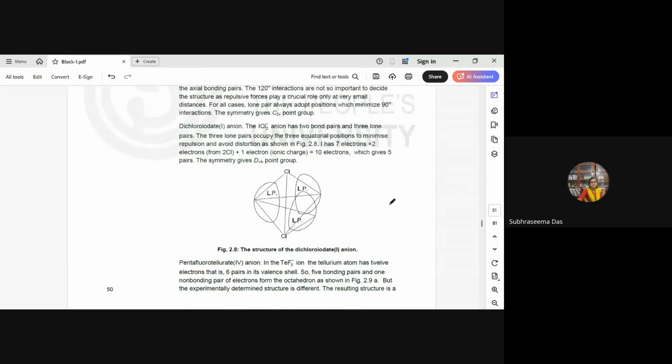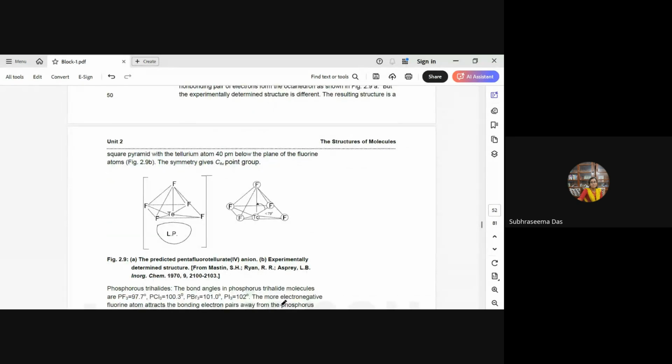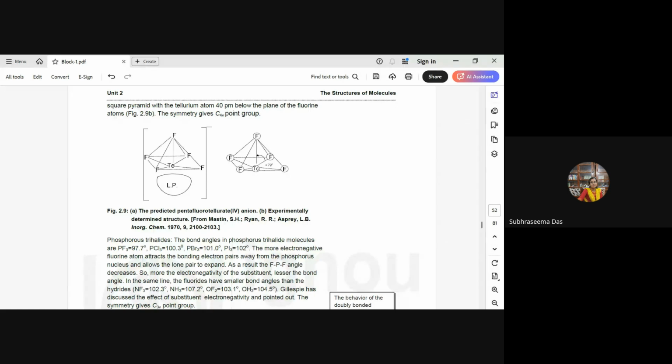Then we will consider the dichloroiodate ion, that is the ICl2 minus ion. So it has two bond pairs and three lone pairs. The three lone pairs here occupy the equatorial positions to minimize the repulsion and avoid distortion. And I has 7 electrons plus 2 electrons from 2 Cl plus 1 electron from the ionic charge, total 10 electrons, which gives us 5 pairs, and this is how it gives us a D infinity h point group. So these are some of the other examples shown for predicting the geometry using VSEPR theory.